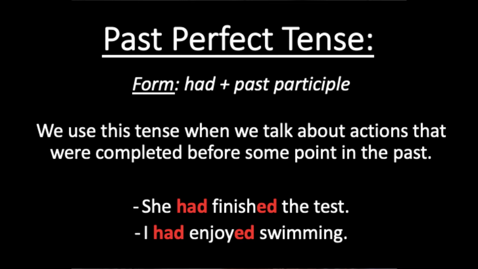Next, we have our past perfect tense. We use this tense to describe actions that started in the past and were completed sometime in the past as well. We do this by adding had plus the past participle. For example, she had finished the test, or she had gone swimming. Had plus the past participle is the same form for all of our pronouns.